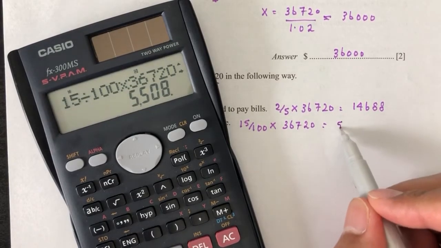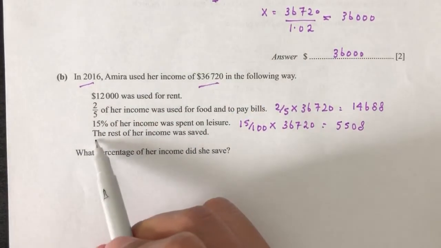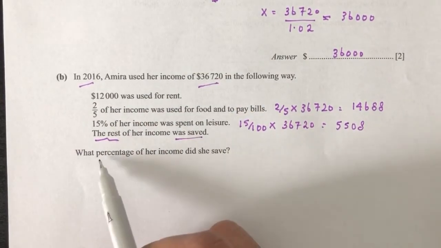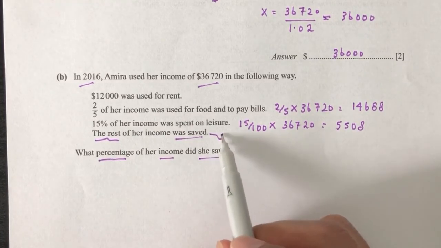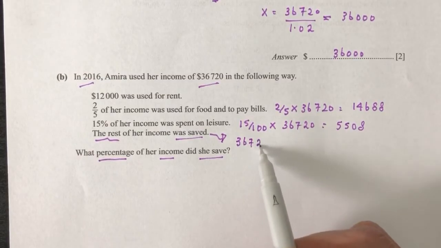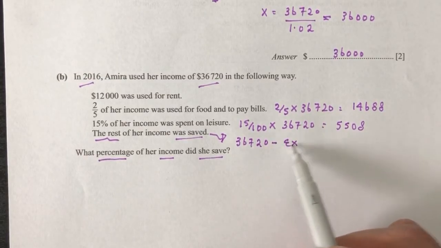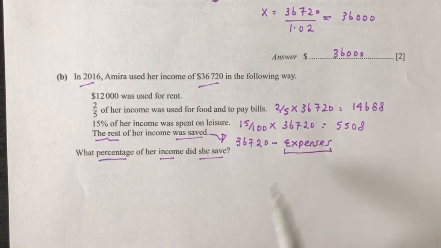That will be 5,508. Now the rest of her income was saved. What is the percentage of her income did she save? So let's find this. How much did she save? She would save 36,720 minus these expenses. So let's find out how much was the expenses.